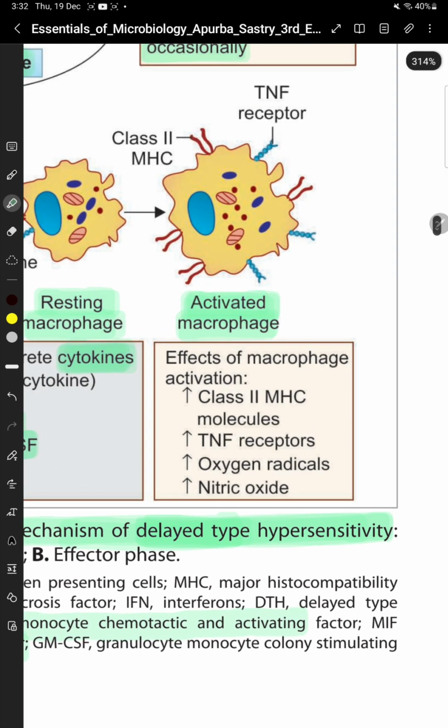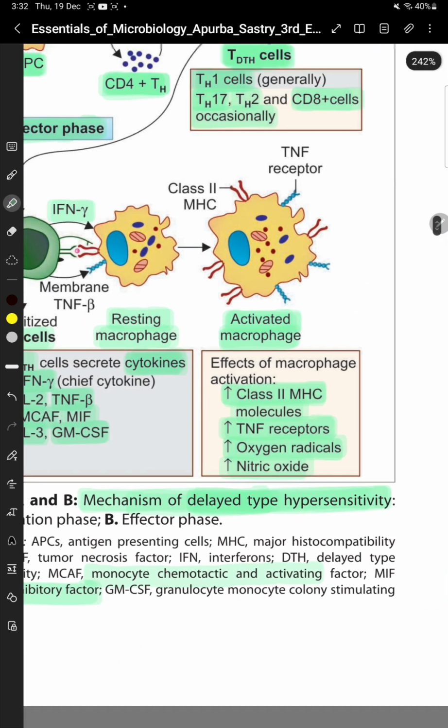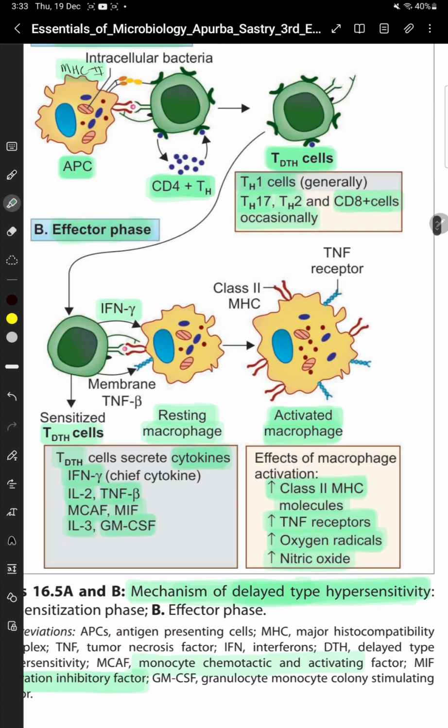These activated macrophages will increase the class 2 MHC molecules, they will increase tissue necrosis factor receptors, and they will also increase oxygen radicals and nitric oxide. So the activated macrophages will increase class 2 MHC molecules, tissue necrosis factor receptors, oxygen radicals and nitric oxide. So this is the mechanism of delayed type hypersensitivity reactions.